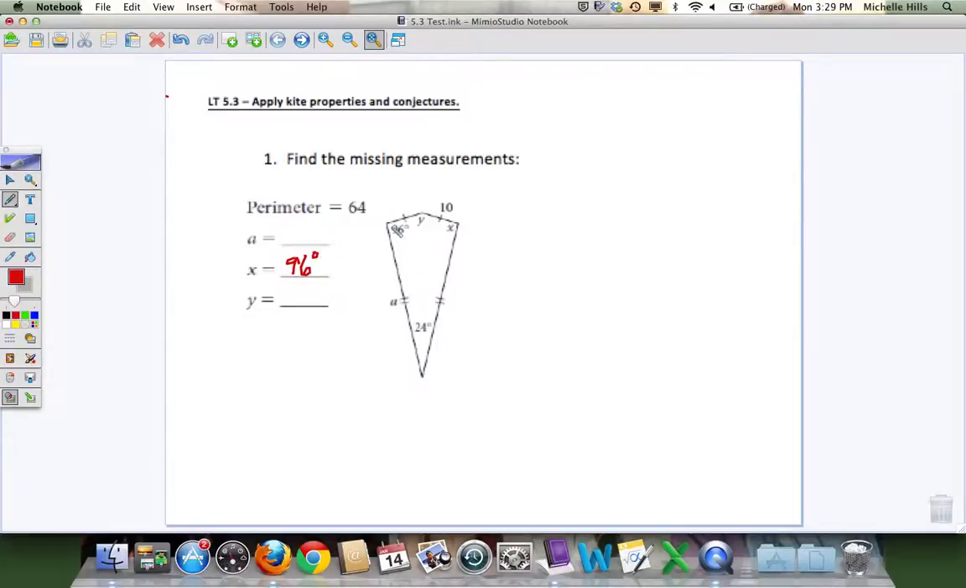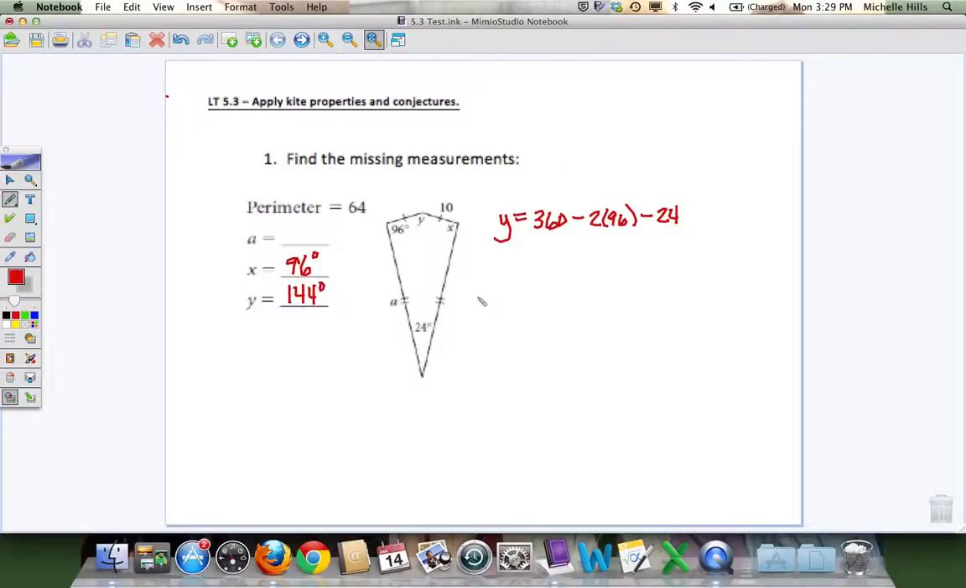One thing I know about a kite is it's a quadrilateral, so it has four sides. So to find y, the sum of all of the angle measures has to be 360. I'm going to subtract out the two 96-degree angles and the 24-degree angle down there on the bottom, so y ends up being 144 degrees.